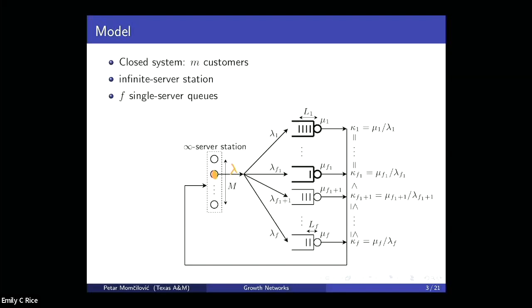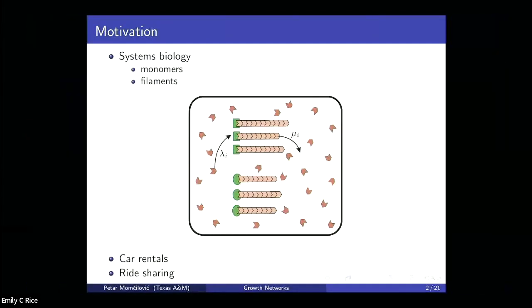Question. So the lambdas are independent of the L's? The lambdas are independent of L's, right? This goes back to this picture here, right? Lambdas are kind of determined by this attachment location here. So it doesn't really matter how long this is.